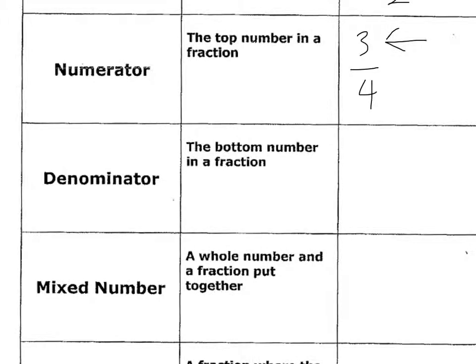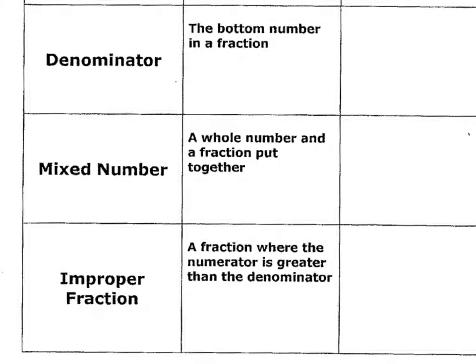No big deal. Okay, denominator. The denominator is the bottom number in your fraction. So if you had the fraction 2/3, obviously the denominator is going to be 3.